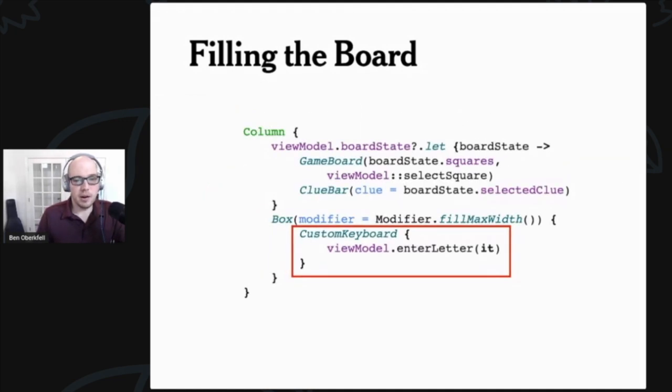Now we can go back to our board, and we can add that custom keyboard. And here, when there's a new key entered, we're just going to pass that right up to the view model. And again, the view model will do its thing and update the state. The board subscribes to these changes, and so these all propagate back down. So in the Compose way of thinking, events bubble up and data flows downward, and that's what we have going on here.